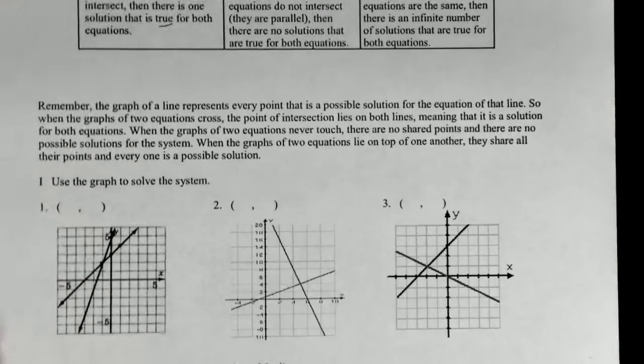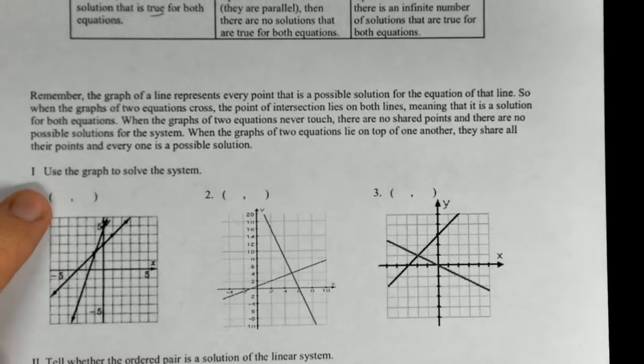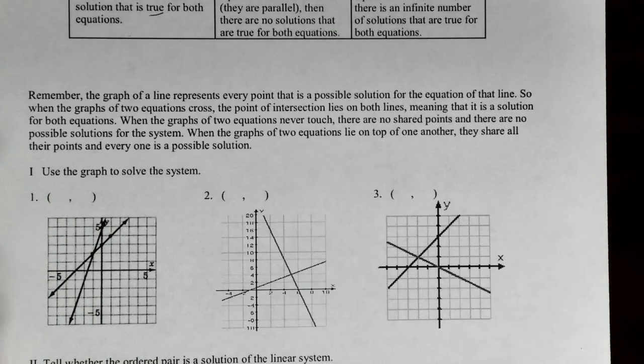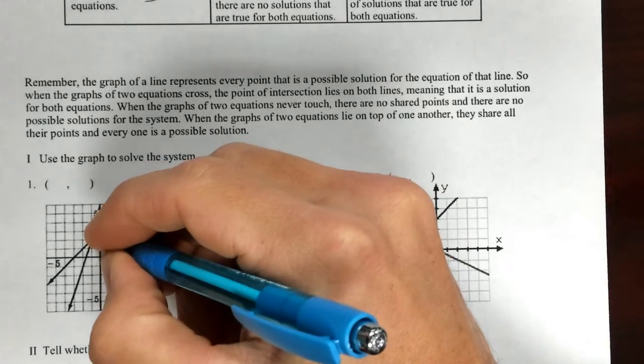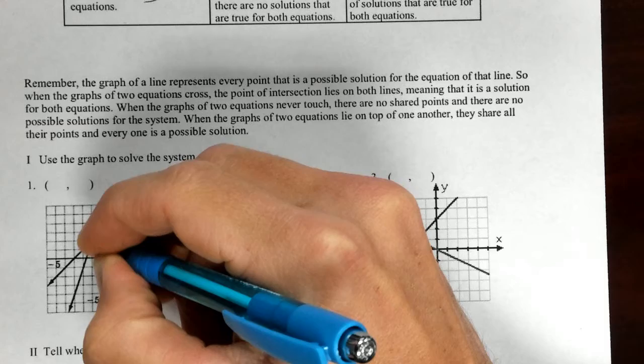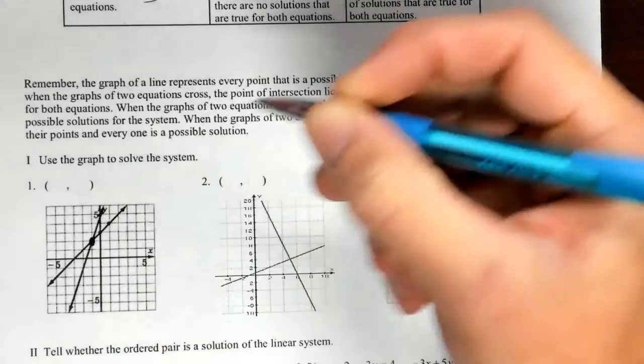I'm looking at number 1. It says use the graph to solve the system. Like I said, our solution is where those two lines intersect. So if I'm looking, my point of intersection is right there.